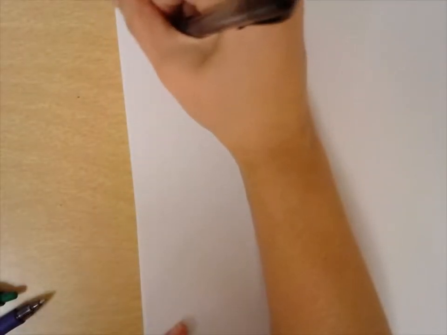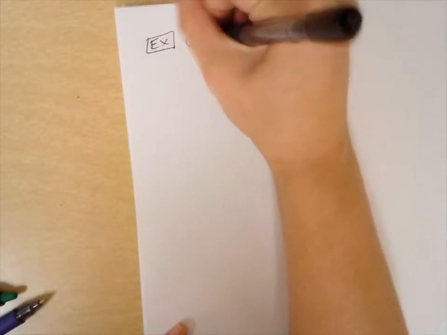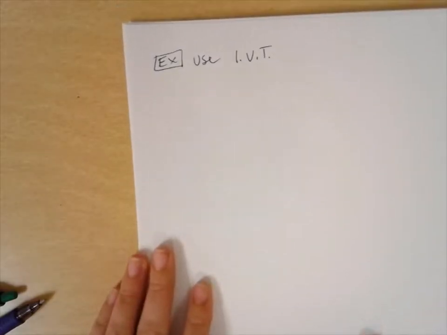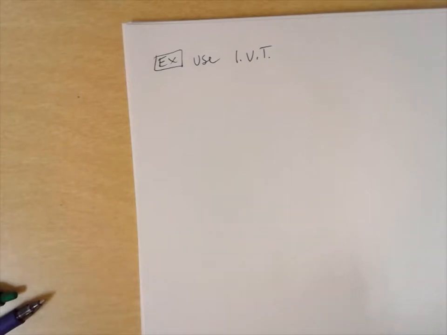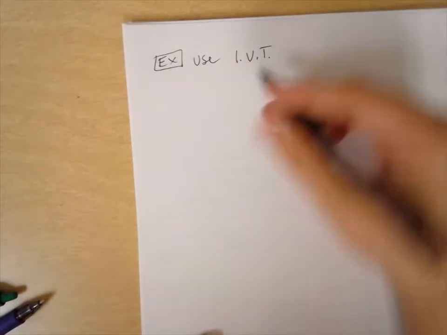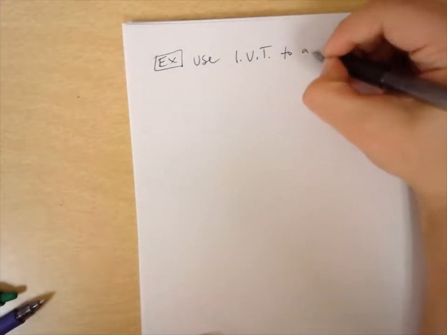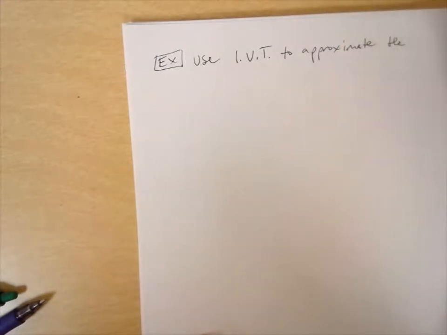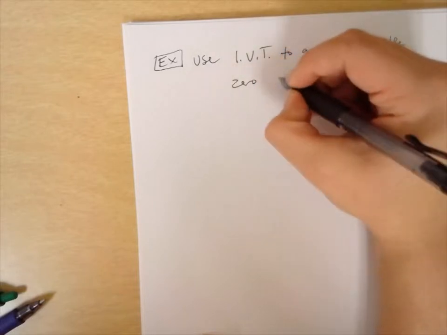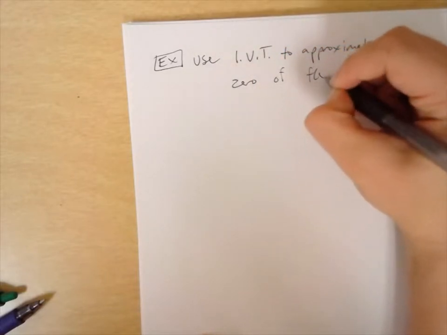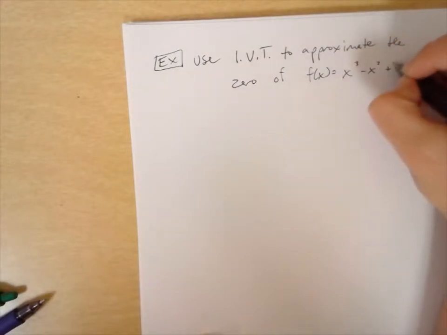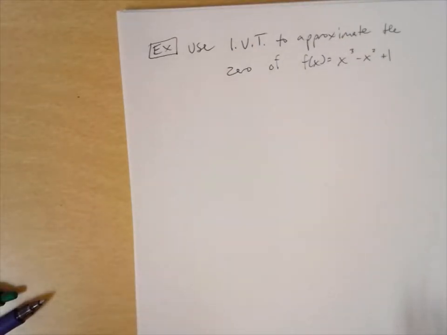All right. Let's do another example of this. Let's use, I'm going to abbreviate here, IVT, intermediate value theorem, to approximate the 0 of f(x) = x cubed minus x squared plus 1. Okay, pretty similar, but a little bit different.